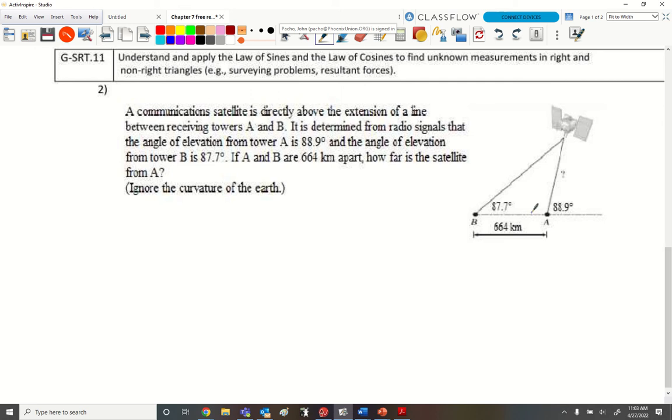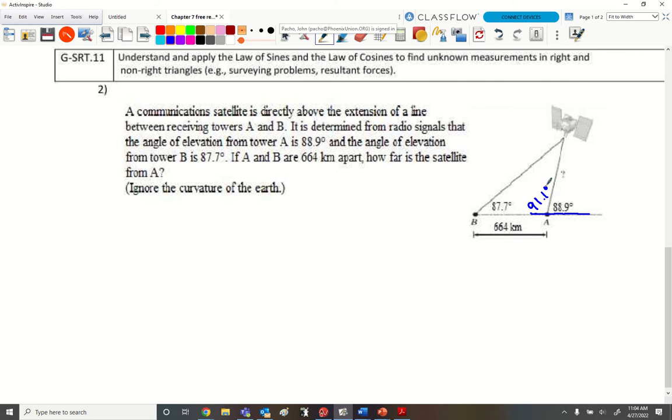What do I know that all of this right here has to add up to be? 180. Very good. So these are going to be supplementary, if you remember that term. So to get the other side, I'm going to subtract from 180. 180 minus 88.9. I get what? 91.1. There you go. 91.1 degrees right there.